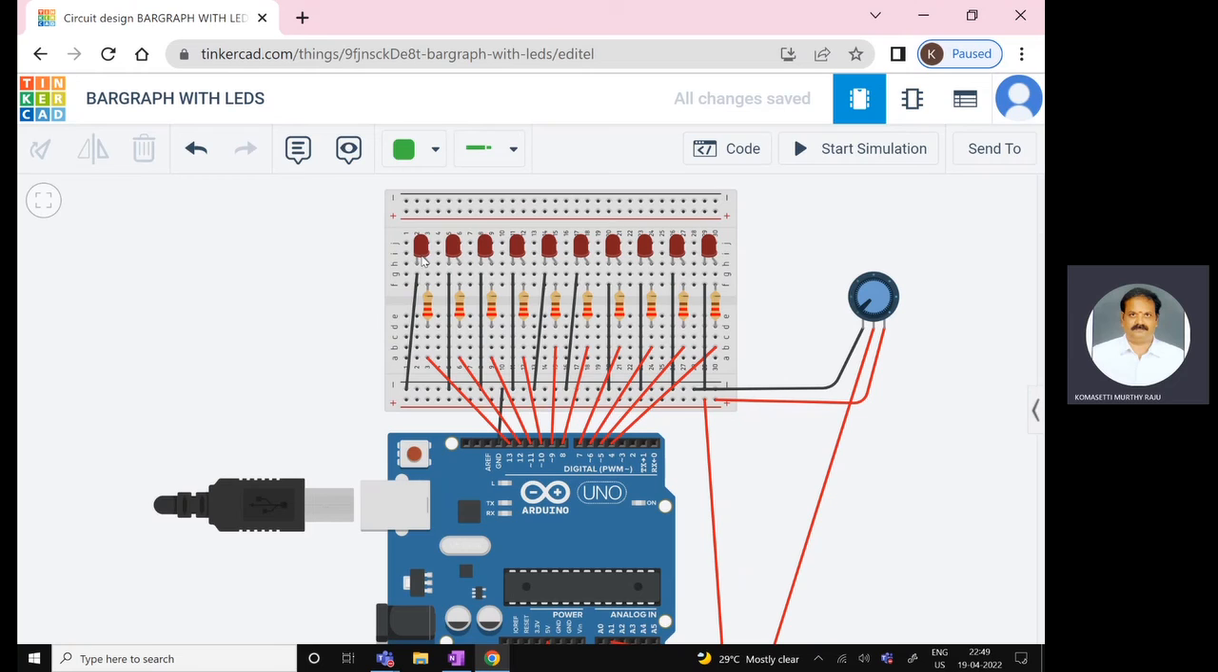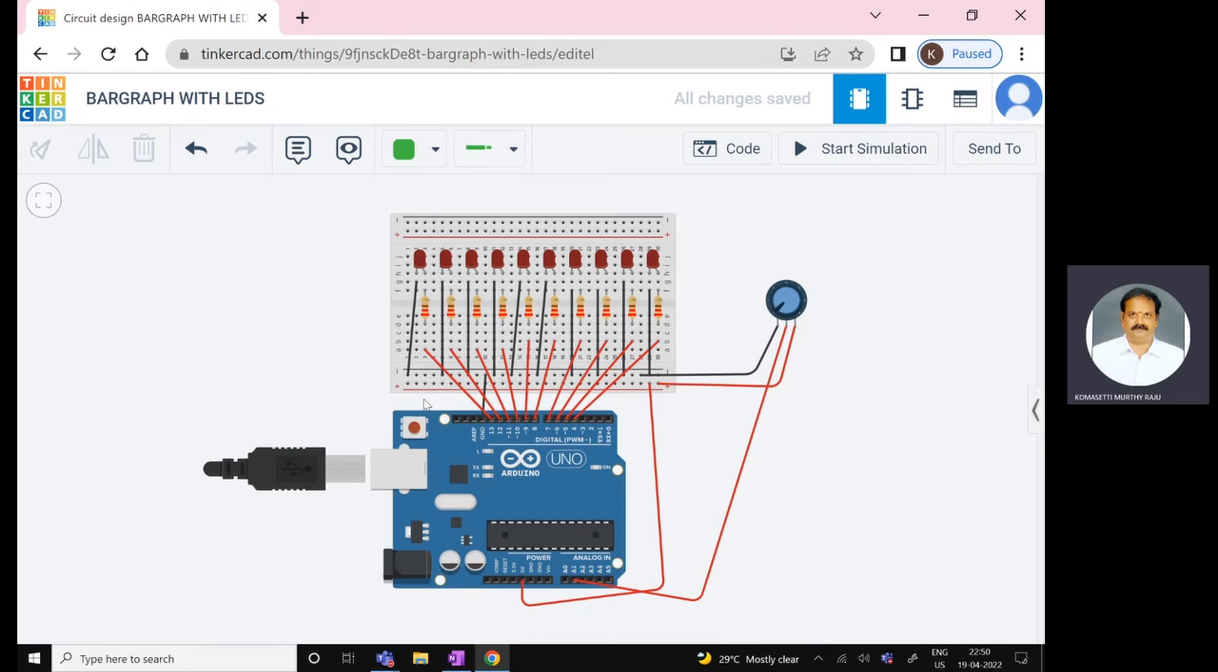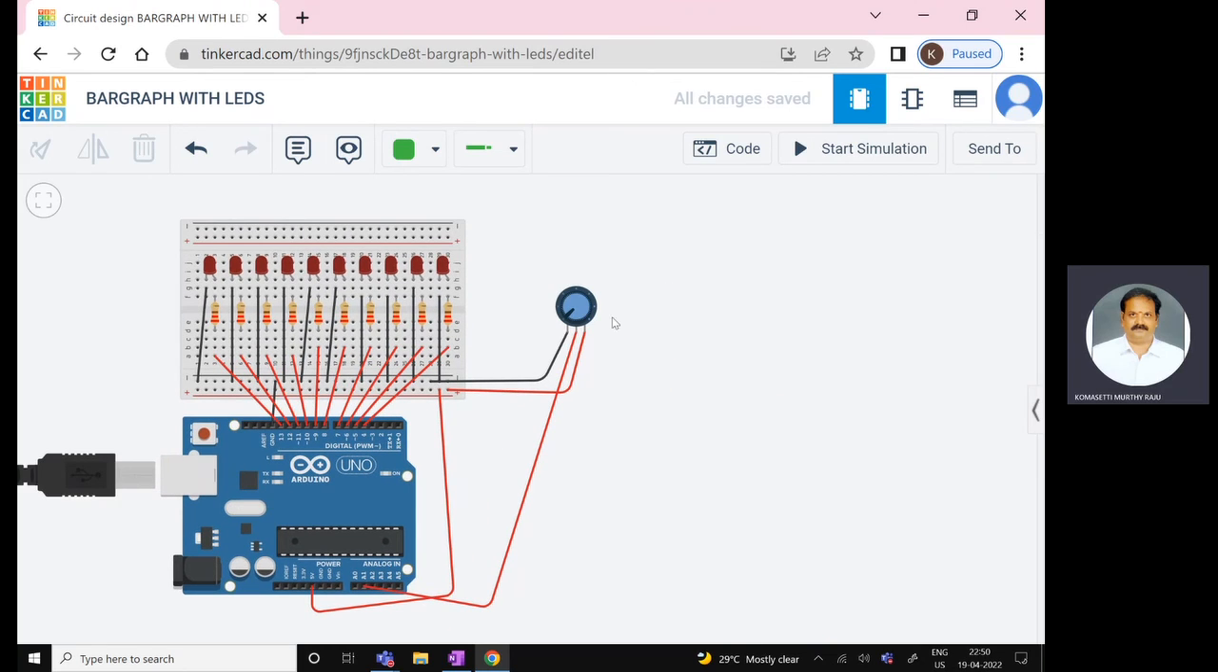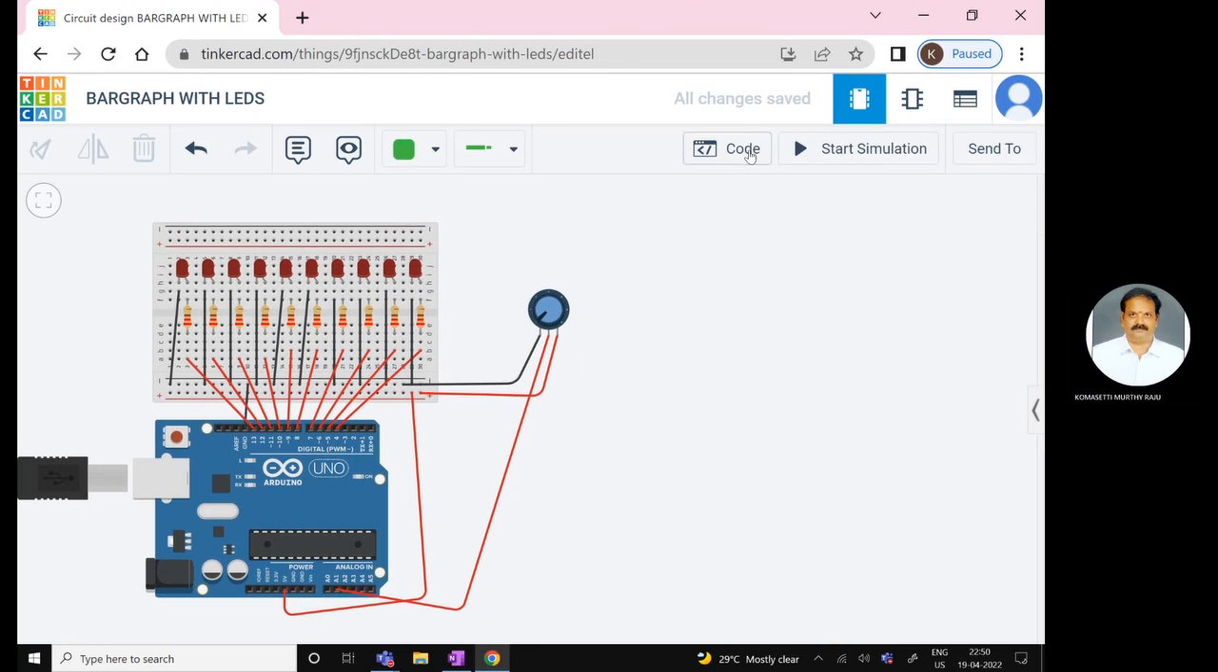In one interval, the first LED is on. In another interval, 2 LEDs are on. In another interval, 3 LEDs, 4, 5, 6, 7, 8, 9, 10 LEDs are on. This is based on the potentiometer values from 0 to 1023. This is the description of the circuit. The code is already explained. This is the code.